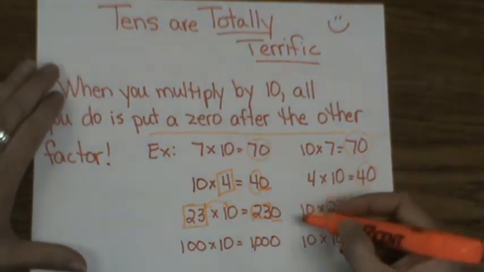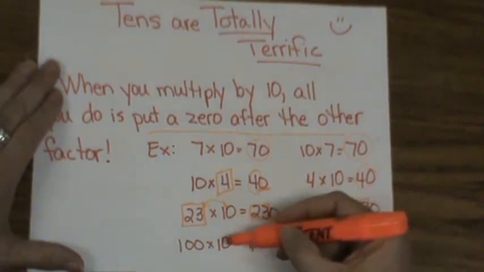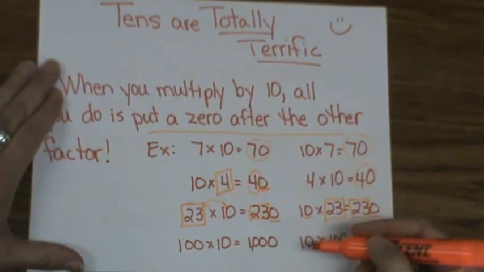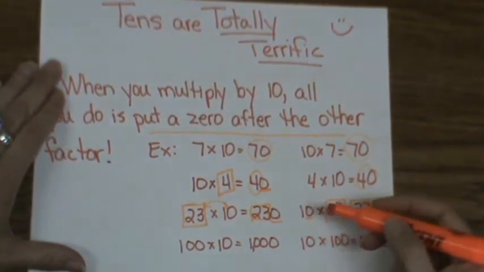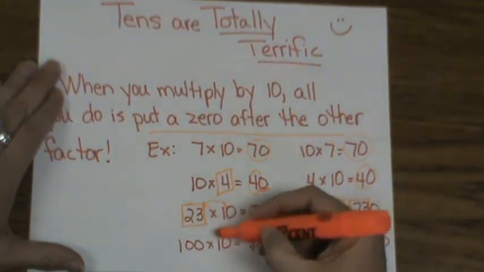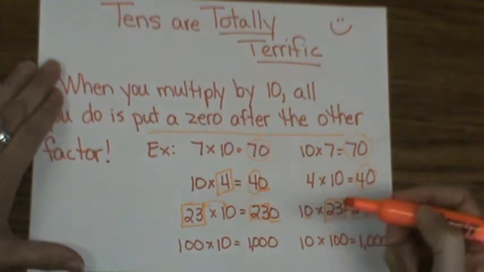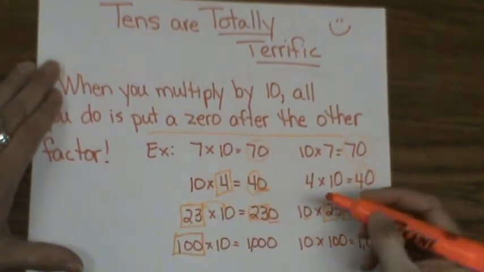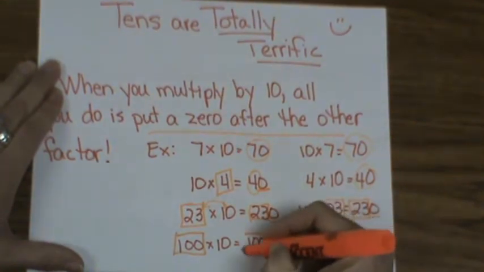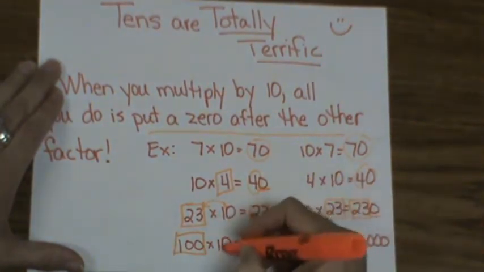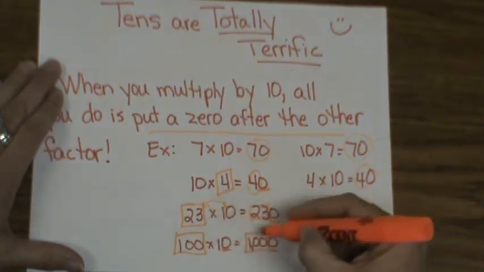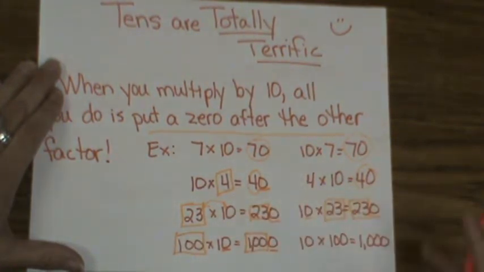Now, when you start multiplying 10 times numbers that have zeros in them, if my other factor has zeros, you always have to be careful and make sure you count your zeros. What if I want to show 100 times 10? I have to do the same thing. I'm going to take this other factor, I'm going to write it here, and then I'm going to add the 0 at the end. So 100 times 10 is 1,000.